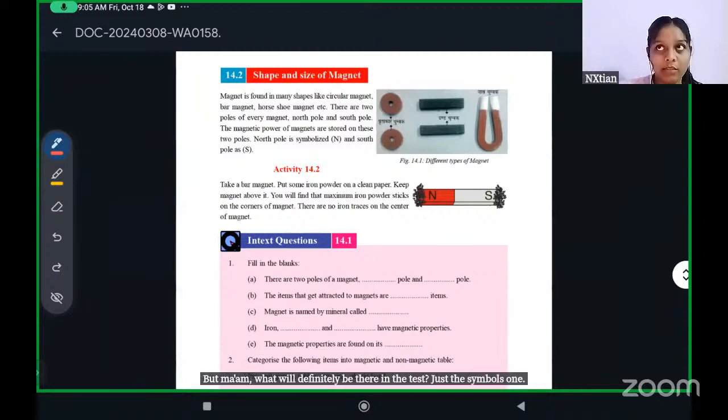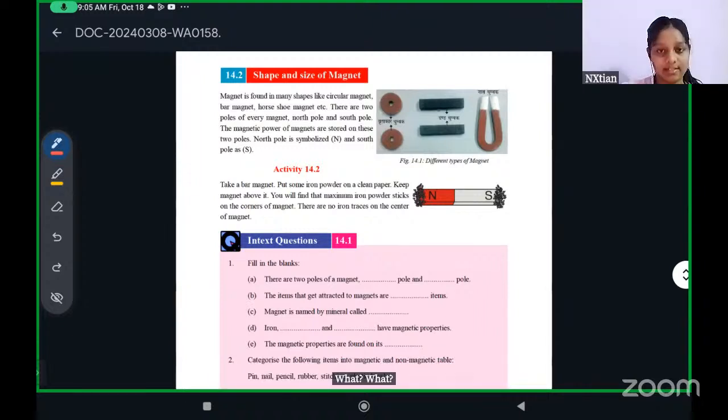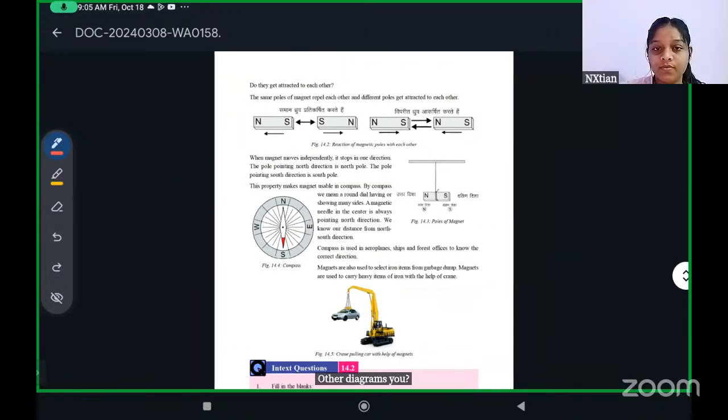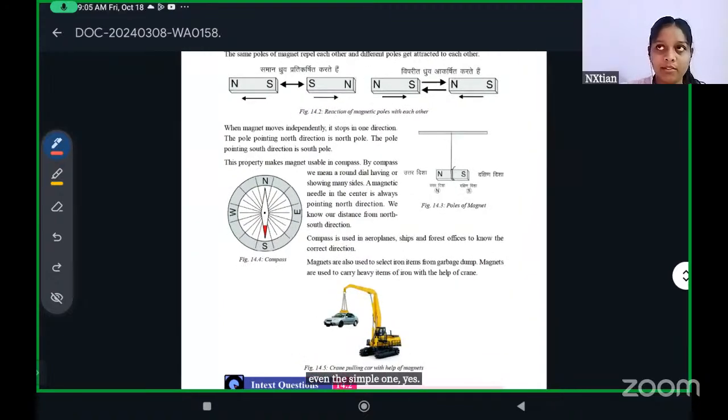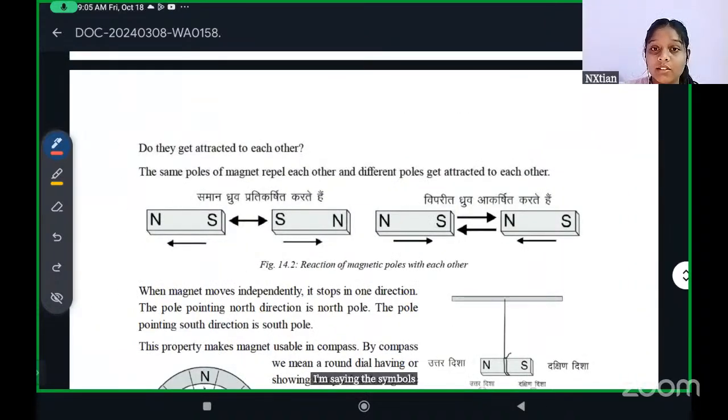What will definitely be there in the test, from the test point of view, electric circuit diagrams are important. Even the simple ones, yes. Simple ones you should know. You're saying the symbols one, right? The electric circuit symbols, yes. Please do the symbol diagrams also.